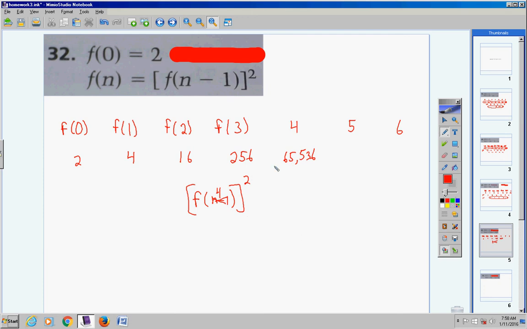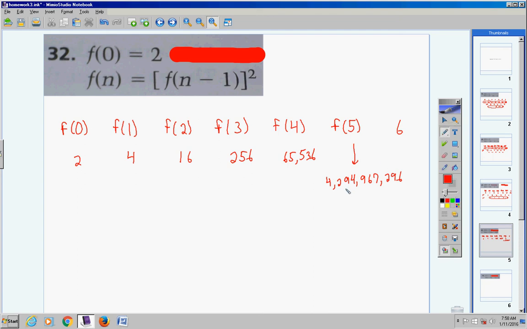Goodness, 4,294,000,000. And there's really no need to continue this. I'm going to tell you why in a second. 4,294,967,296. Okay. And then if we square that, we're going to get some big number. It's ridiculous. Now, if you'll listen carefully, I think you're going to understand why we don't need to continue this.